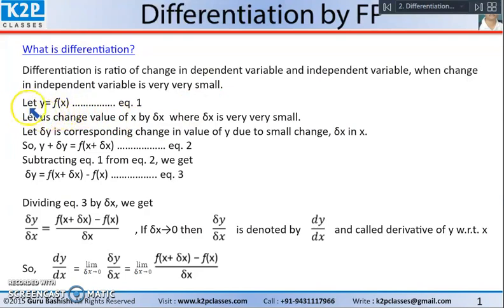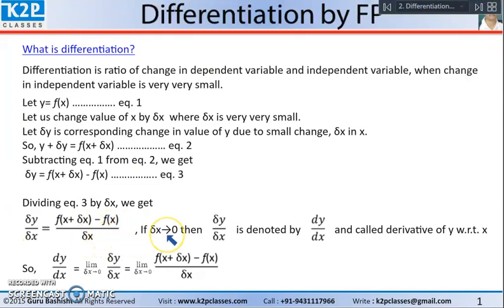So mathematically, let y equal to f(x) and let us change value of x by delta x, where delta x is very small. So y is your expense and x is your income. So x changes by delta x, so y will change by delta y. So y plus delta y equal to f(x plus delta x). This is equation 2. Subtract equation 2 from equation 1. We will get delta y equal to f(x plus delta x) minus f(x). Divide both sides by delta x. So delta y by delta x equal to f(x plus delta x) minus f(x) by delta x.